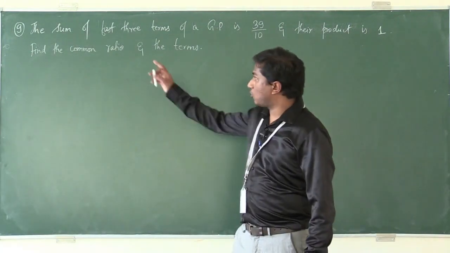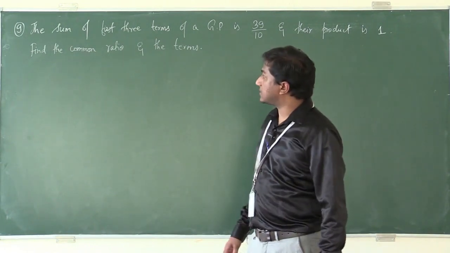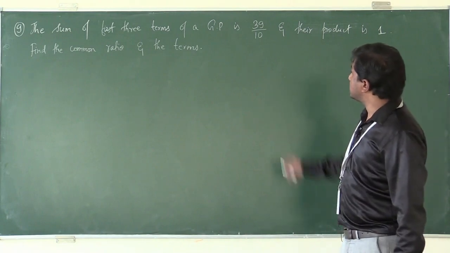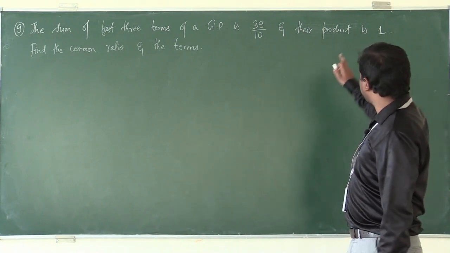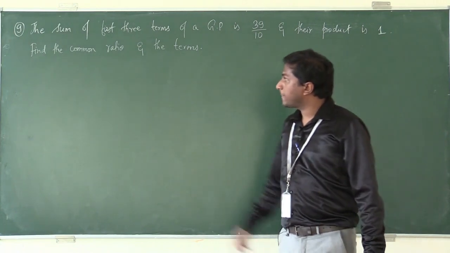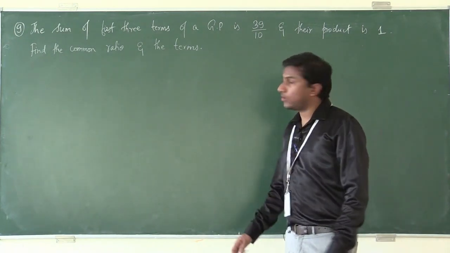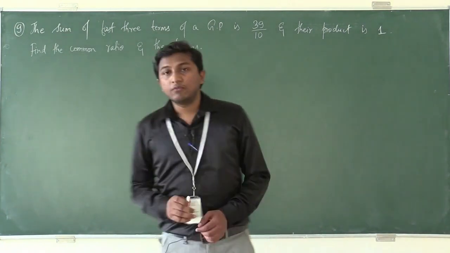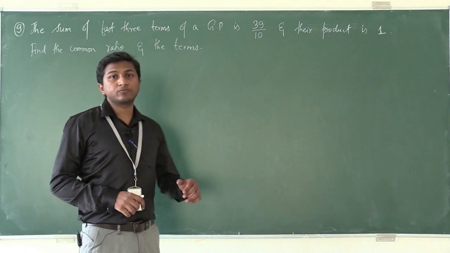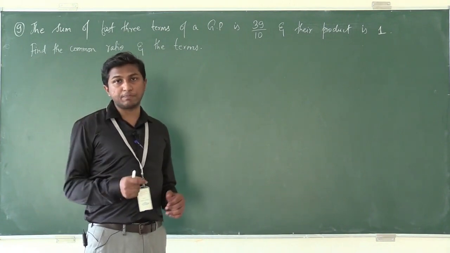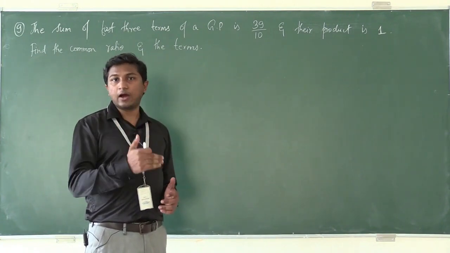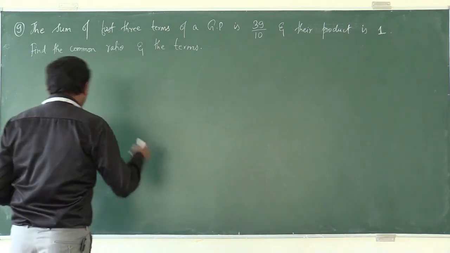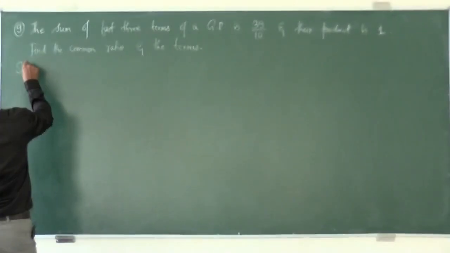Moving on to the next problem. The next problem states that sum of first three terms of a GP is 39 by 10 and their product is 1. Find common ratio and the terms of the GP. Now for this problem we will take the terms of the GP as a by r, a and a into r. So we'll start the solution like this.